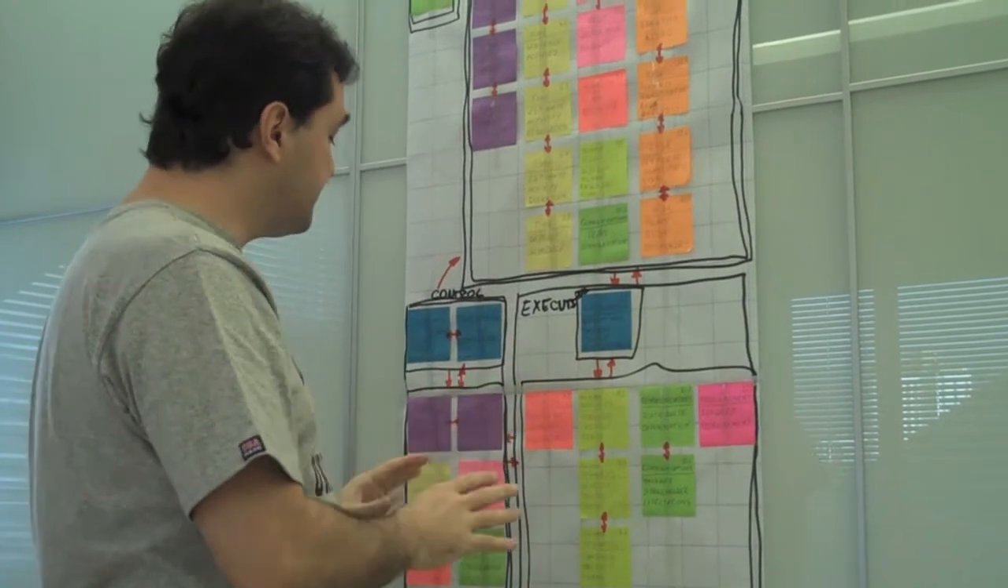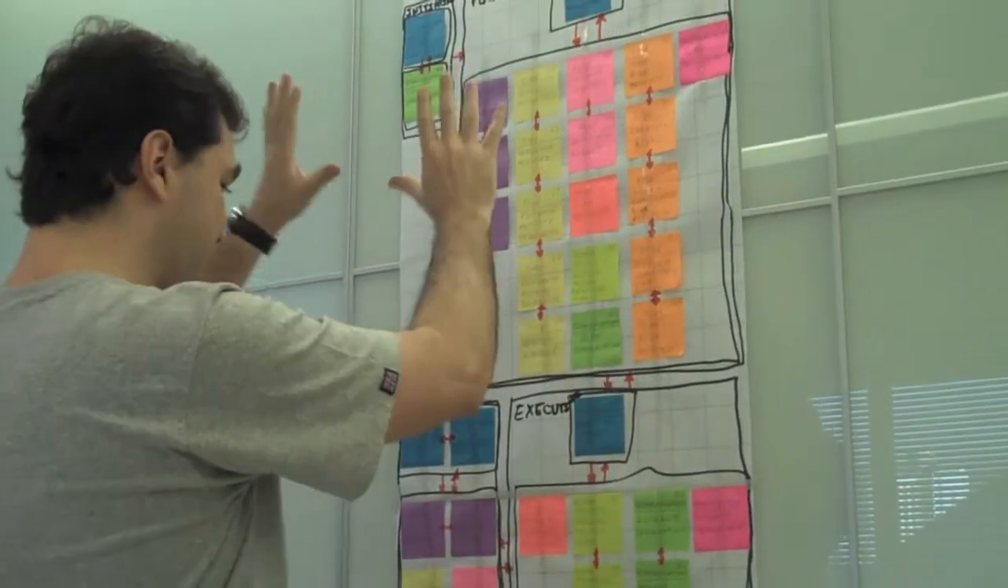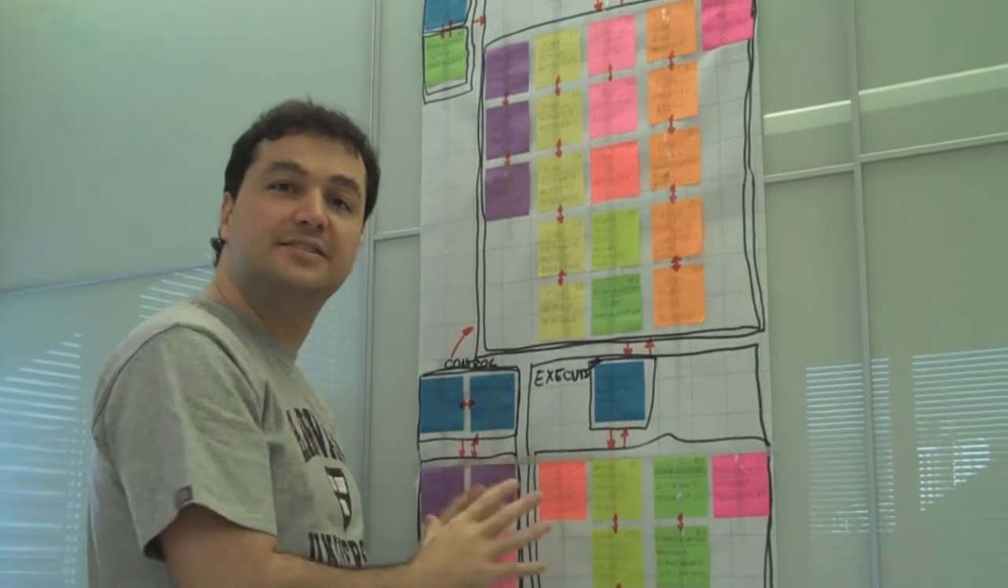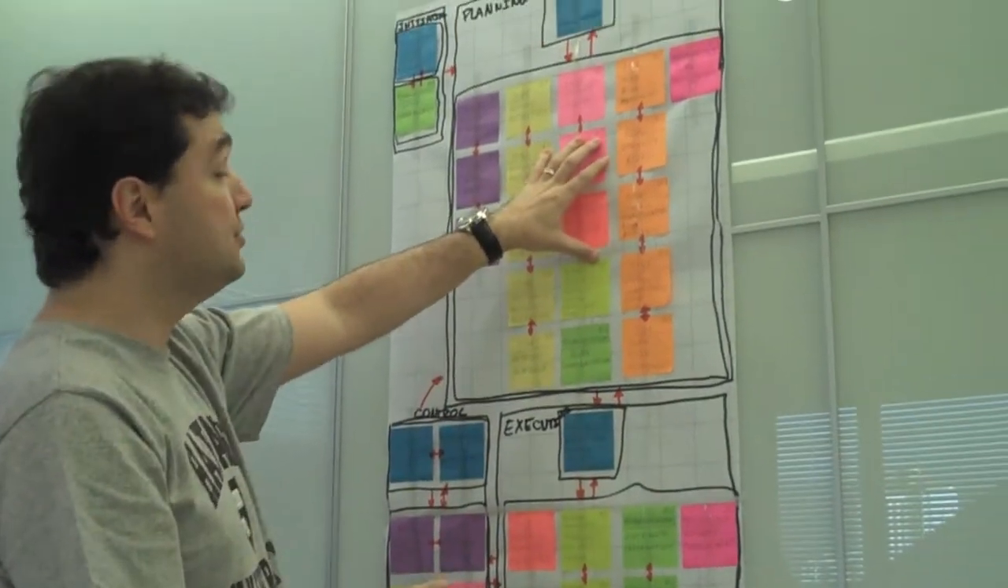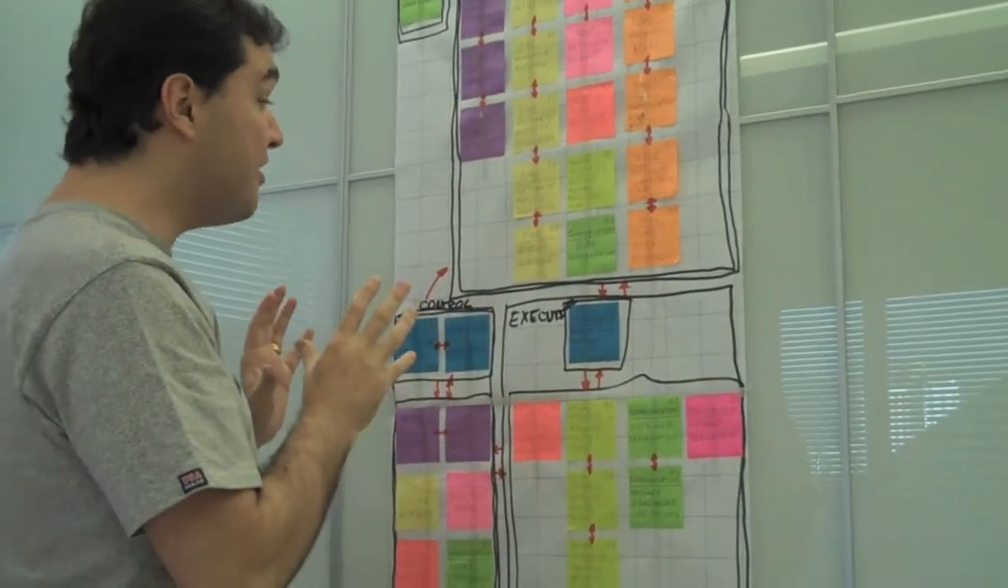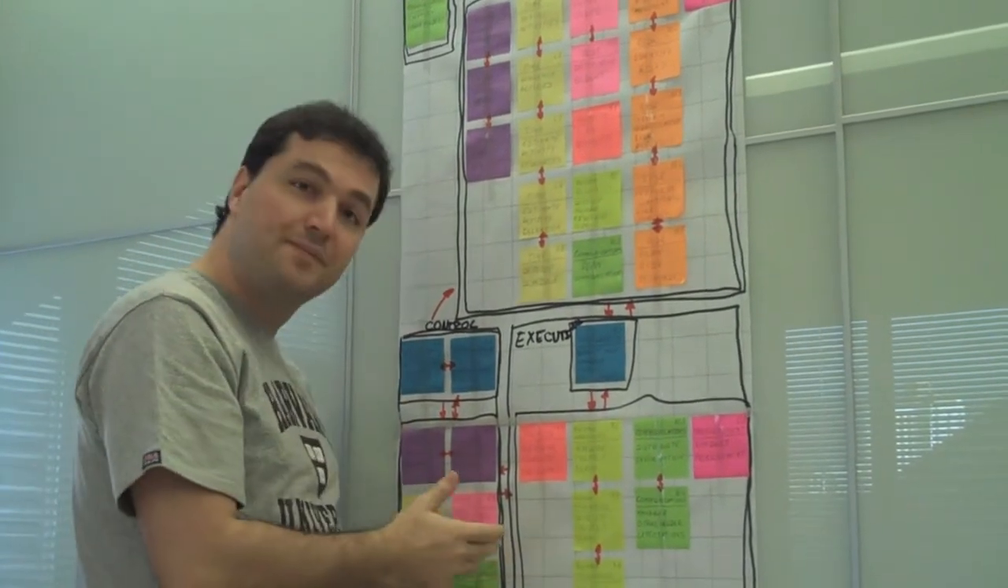It's really interesting to see how the process works. This is the PMBOK and this is the standard. So we have all 42, very easy to understand, very easy to do, and a great exercise.